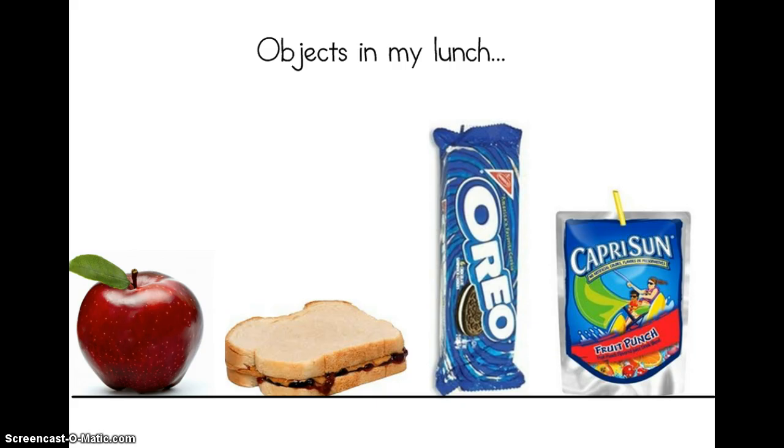When I look at the height of these objects, I can tell that my sandwich is the shortest object in my lunch. The apple is taller than the sandwich, the Oreos are taller than the sandwich, and so is the juice box. I could say that the juice box is taller than the sandwich and the apple, but shorter or smaller than the Oreos. Take a look at this slide.